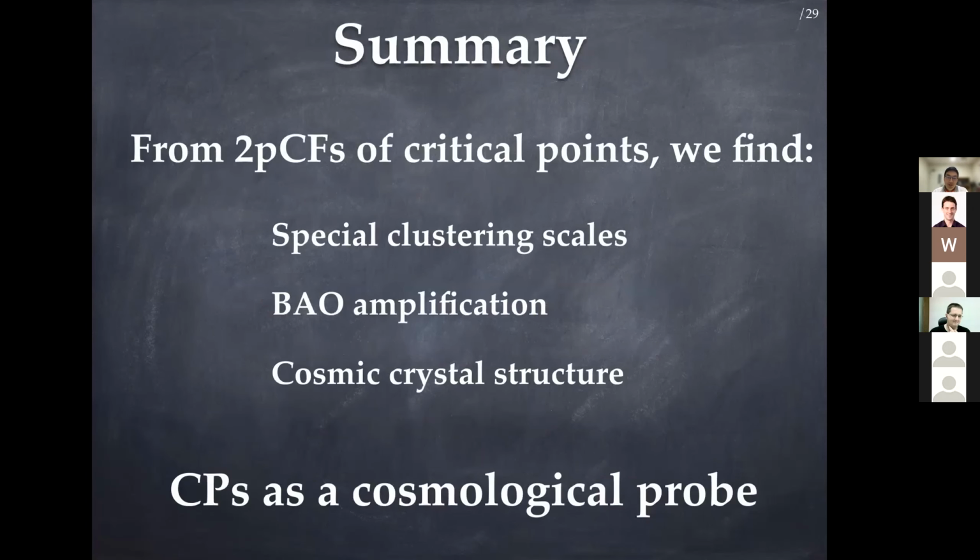So I will summarize. From clustering properties, especially two-point correlation functions of critical points, we found many interesting features. But to pick out the most interesting ones, there exist some special clustering scales in these correlations, and the BAO feature is amplified compared to the linear dark matter case, and in some cases, their position is quite robust across redshift, which may be advantageous to be used as standard rulers.